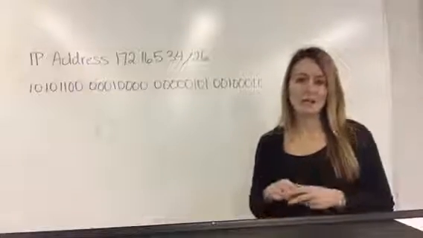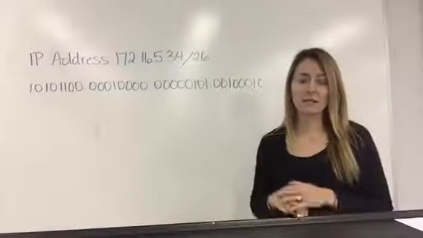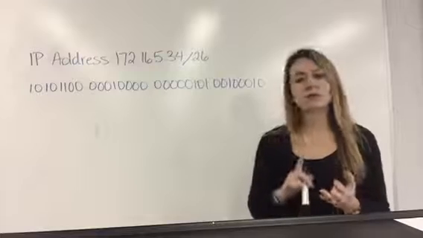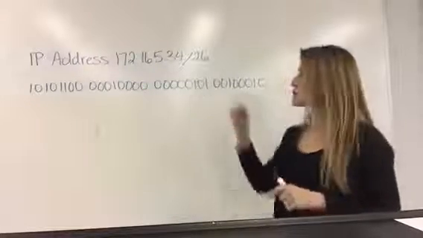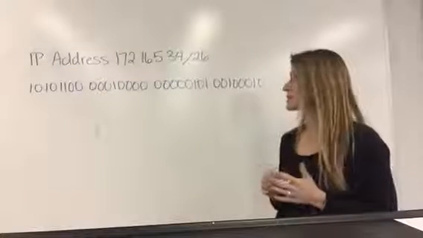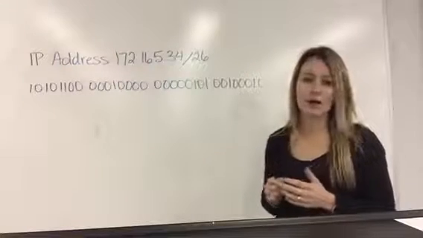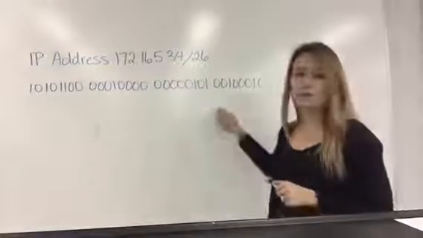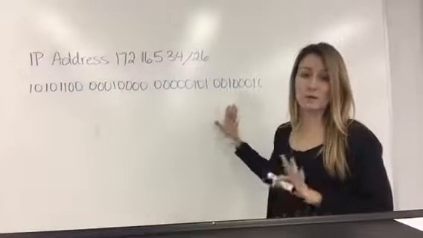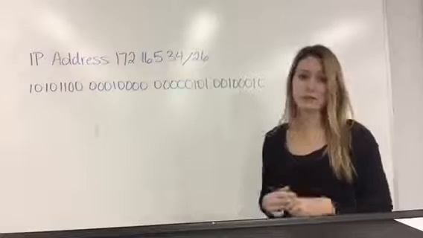So given an IP address and a subnet mask, you can determine the network address, the broadcast address, and your range of host addresses. So we're going to work with this IP address here, 172.16.5.34, with a subnet mask of /26. I wrote this IP address out in binary already just to speed things up a little bit.